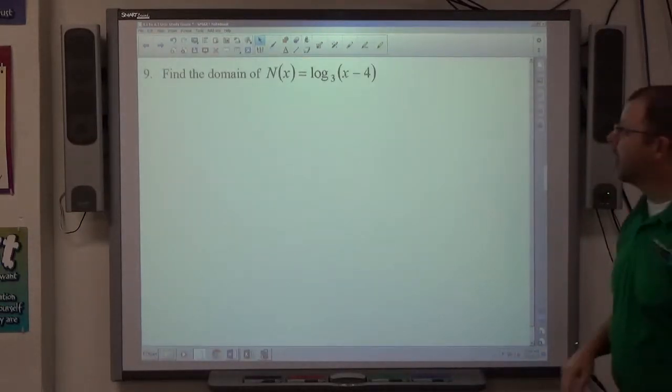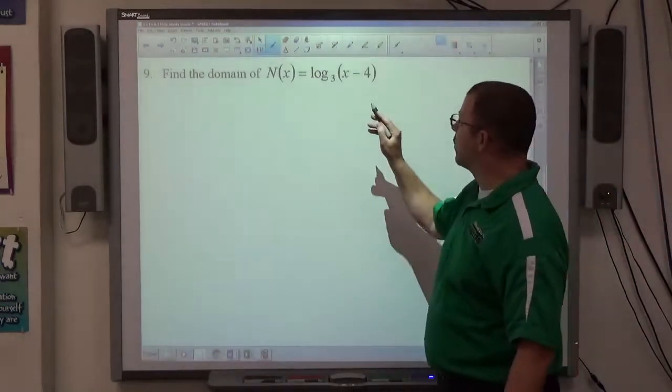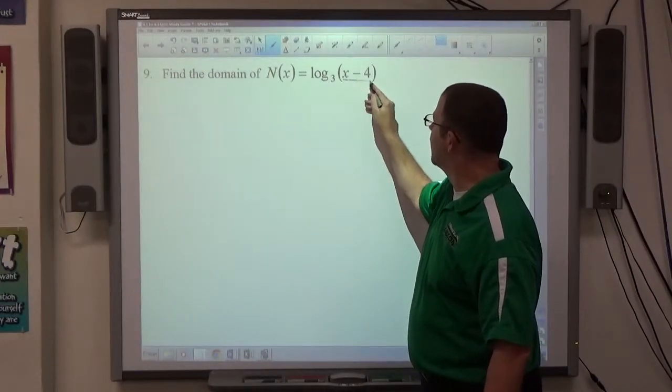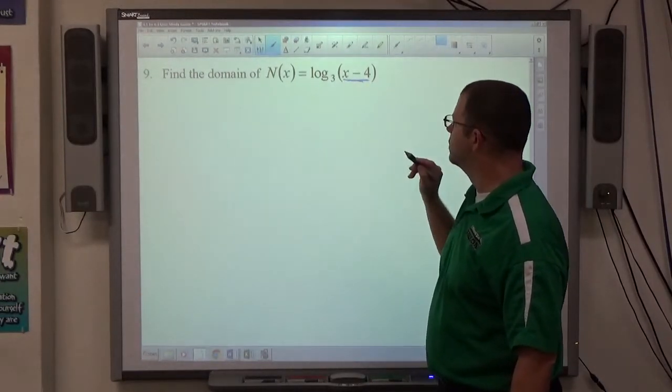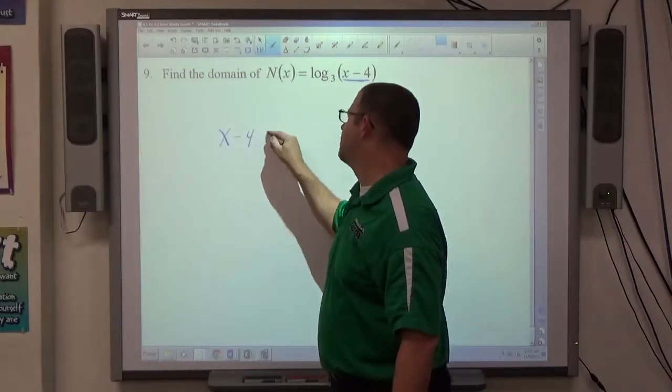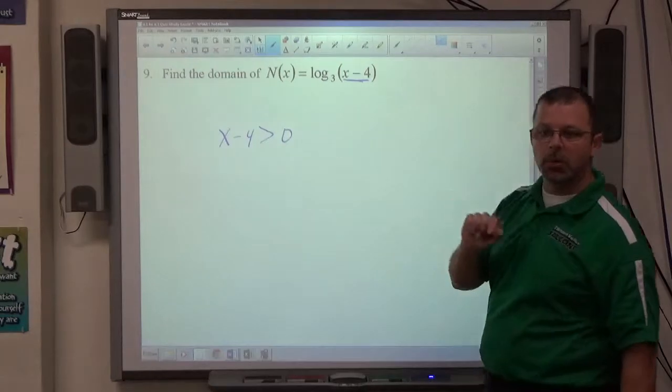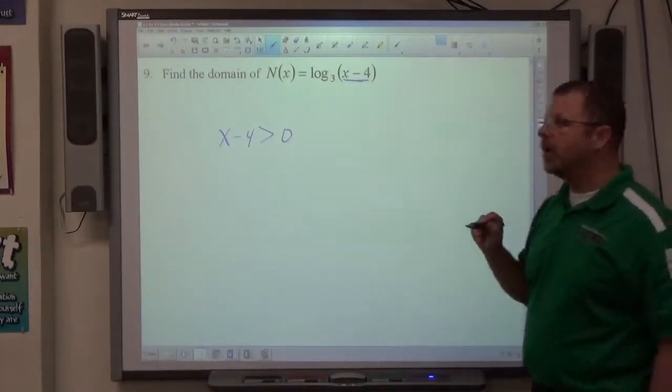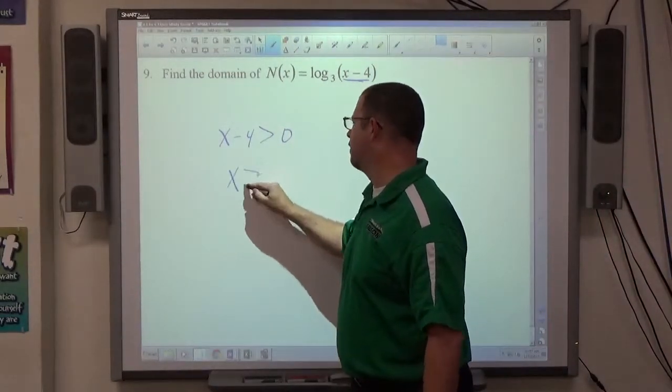Number 9, find the domain of this. Logarithms have a restriction on them that this thing has to be greater than 0. So if you do log of anything, the anything has to be greater than 0. Not greater than or equal to, but actually greater than 0. So this gets me to x is greater than 4.